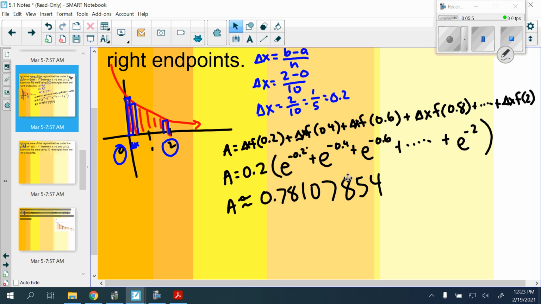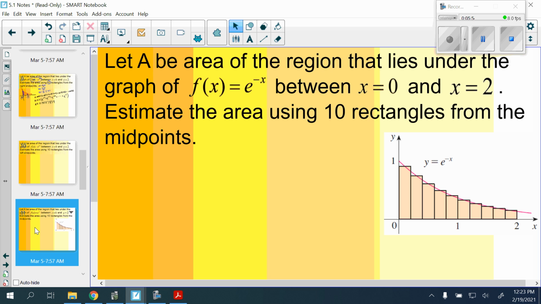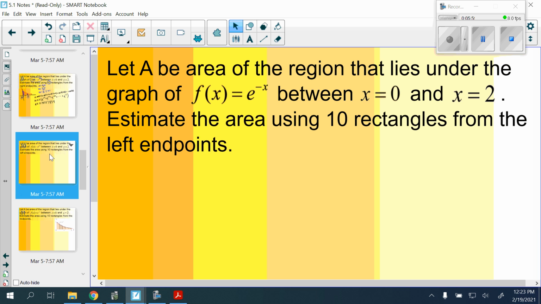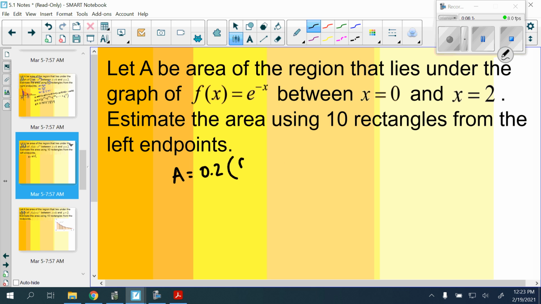So now we're going to repeat that process using, I skipped ahead here, sorry, using the left endpoint. If we use the left endpoints, it's going to be a very similar equation. Our change in x is still going to be 0.2. The only difference now is our first value is not at 0.2 anymore. If we use the left one, it should be right at 0. So this would be f at 0. The next one would be 0.2 over. The next one's going to be 0.2 over from that.